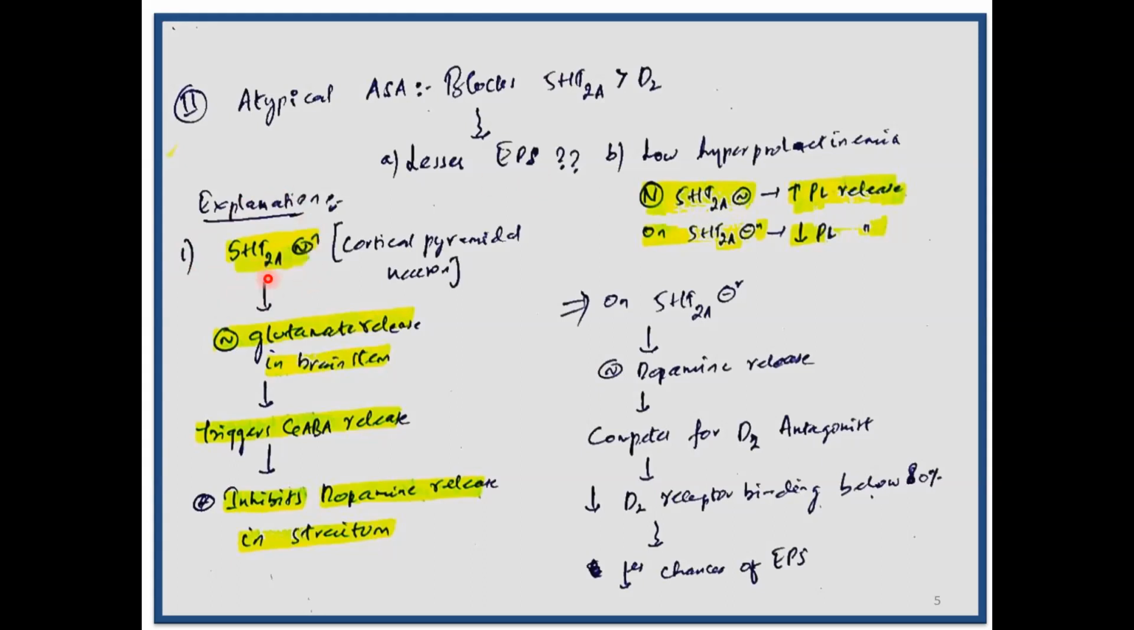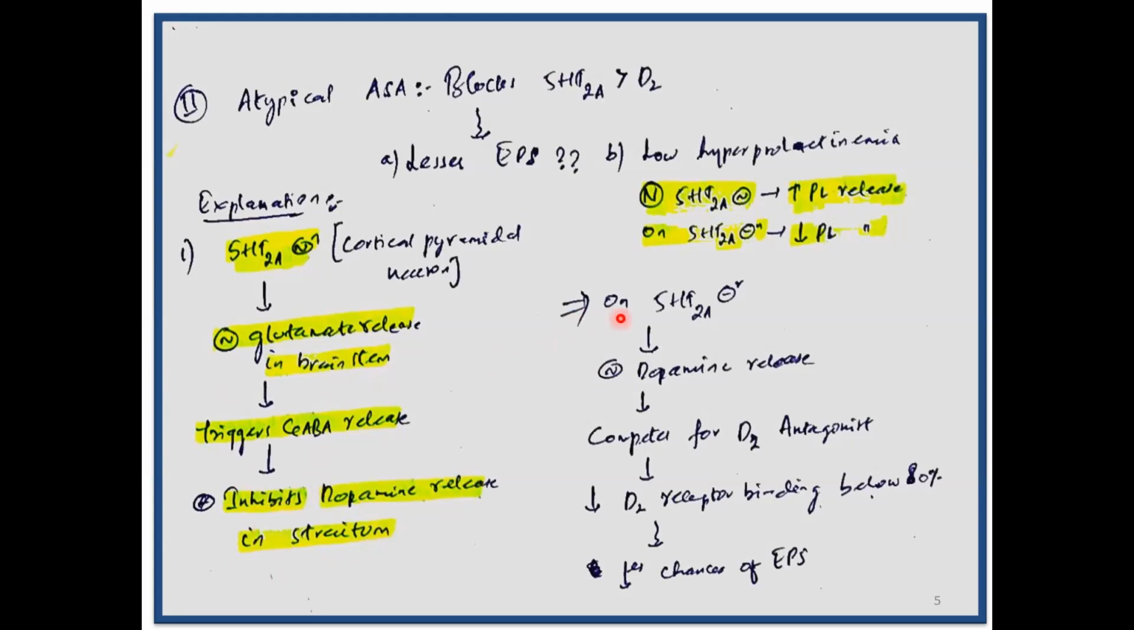Normally, the 5-HT2A stimulation present on the cortical pyramidal neurons is responsible for stimulating glutamate release in the brainstem. Okay, this we already discussed in the initial classes. Increased glutamatergic signaling on the GABAergic neurons triggers GABA release, which normally has an inhibitory influence on the dopaminergic neurons. So therefore, it inhibits the dopamine release in the striatum. This is how it normally happens.